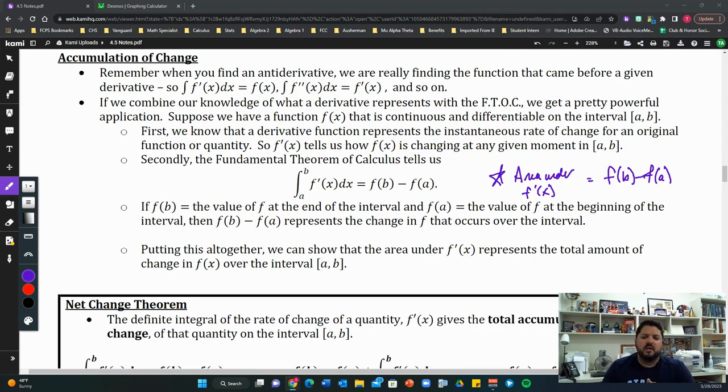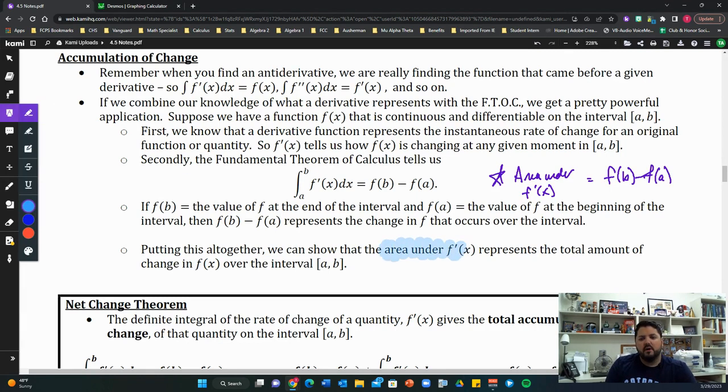So putting all of this together really tells us that the area under f prime represents the total amount of change in f of x over the interval a to b. And that is a really powerful connection and interpretation, and allows us to make all kinds of really helpful and important applications with this fundamental theorem of calculus.